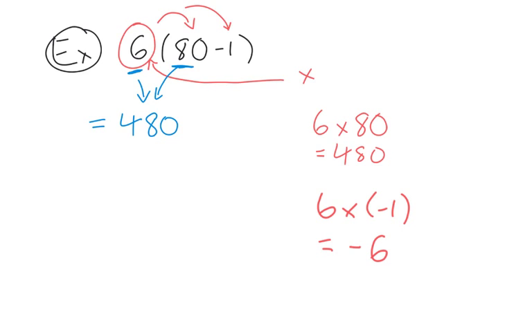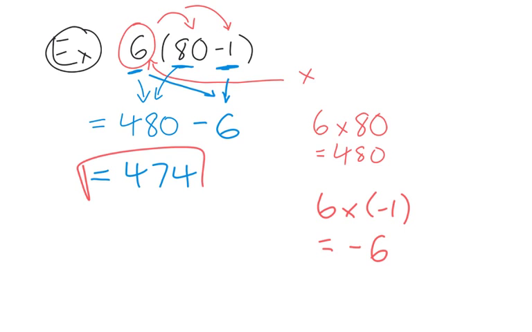So negative 6. What am I going to do with this negative 6? I'm going to put this negative 6 over here. So that is where this negative 6 is coming from. Once you have 480 subtract 6, this becomes a very easy question, and the answer is 474. And I'll put a box around my final answer.